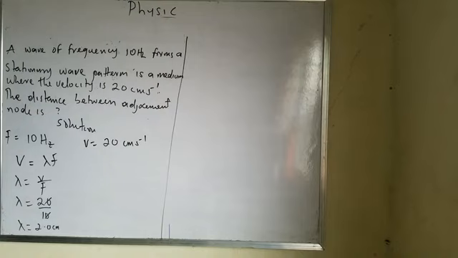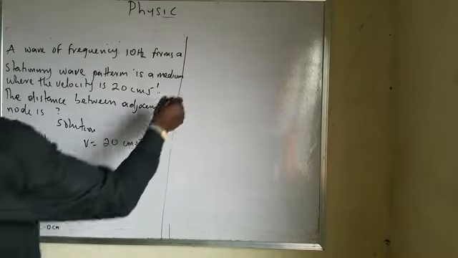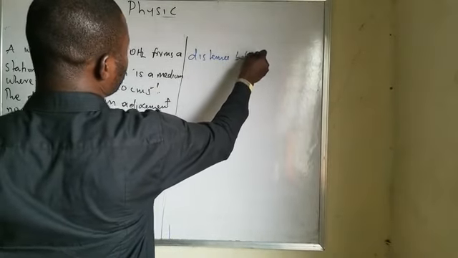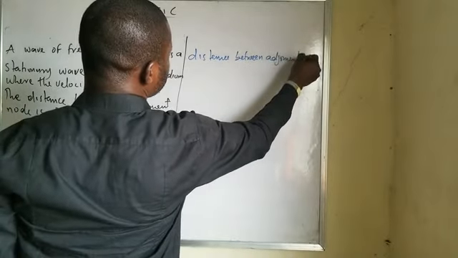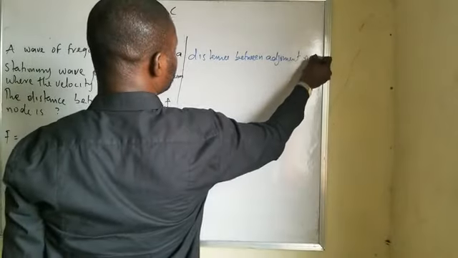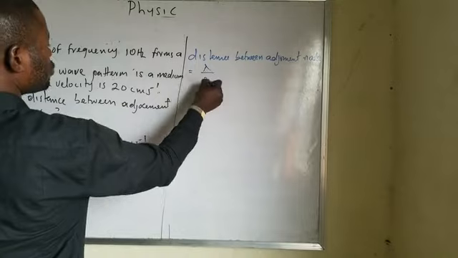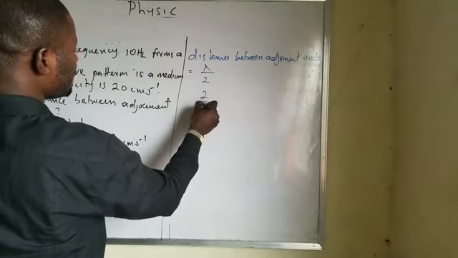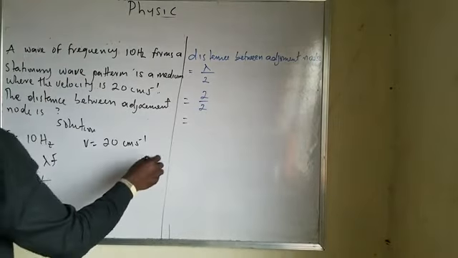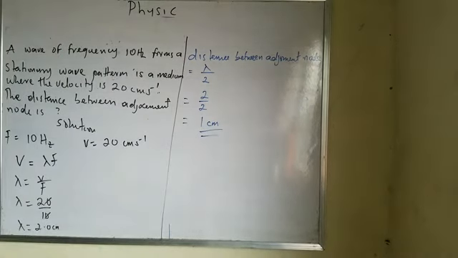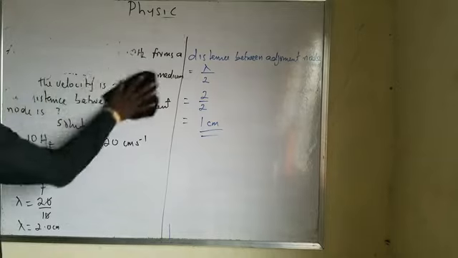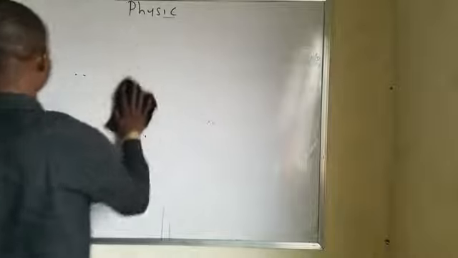2.0 centimeters. Now, how do I get the distance between adjacent nodes? The distance between nodes will be equal to lambda divided by 2, which is 2 divided by 2, which is 1 centimeter. That is the distance. Yes, it's 1 centimeter. That is just the answer, and this is very, very simple. Now, let me try to show another example of this pattern.